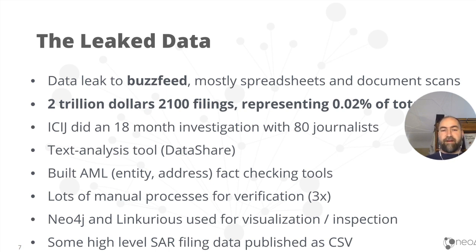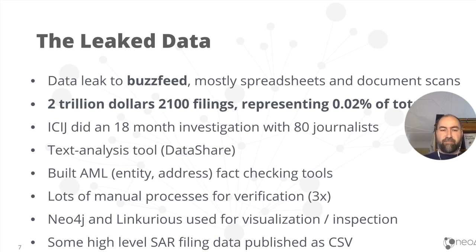The ICIJ did a really long investigation this time, with 80 journalists. The main reason was that they had to fact check these filings manually. They tried initially to use OCR and then machine learning tools to check the entities that are part of these filings, but they were not so successful, so they had to do it manually.